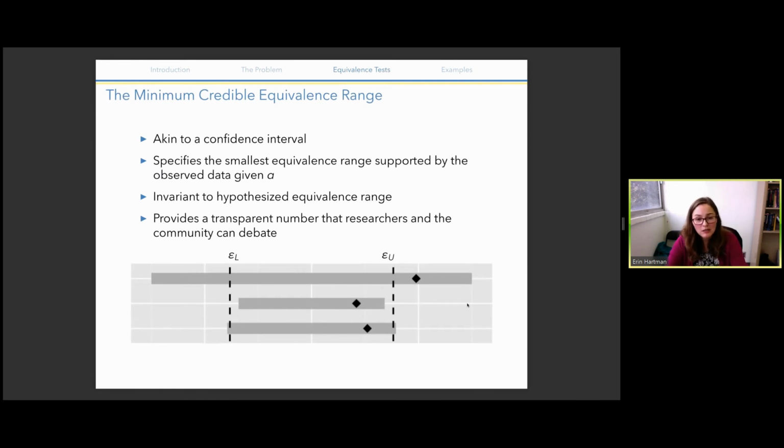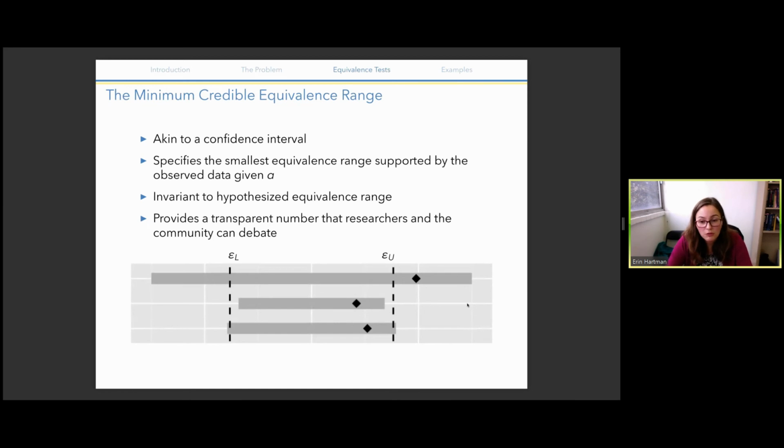And what it's going to do is specify, given your alpha, the smallest range that could have been supported by the data. So it's invariant to your hypothesized equivalence range. A big complaint about equivalence testing is that people can arbitrarily pick an epsilon L and epsilon U. You pick a really big range, that'll make your p-value very small, but you haven't really made the bar very high. And so this credible equivalence range will convey what's the minimum range that the author could have chosen.